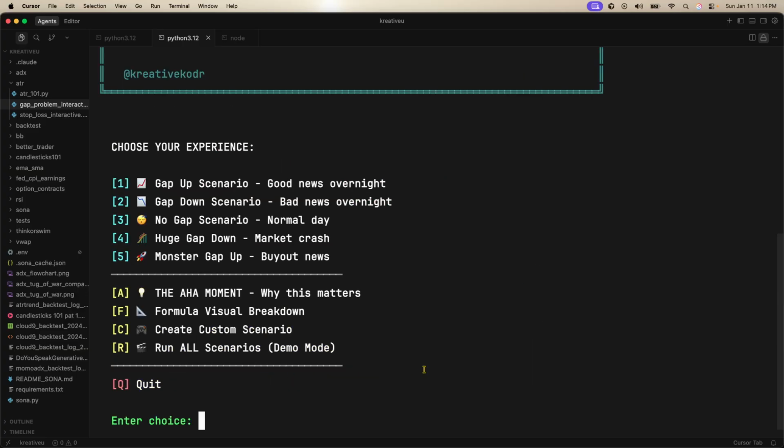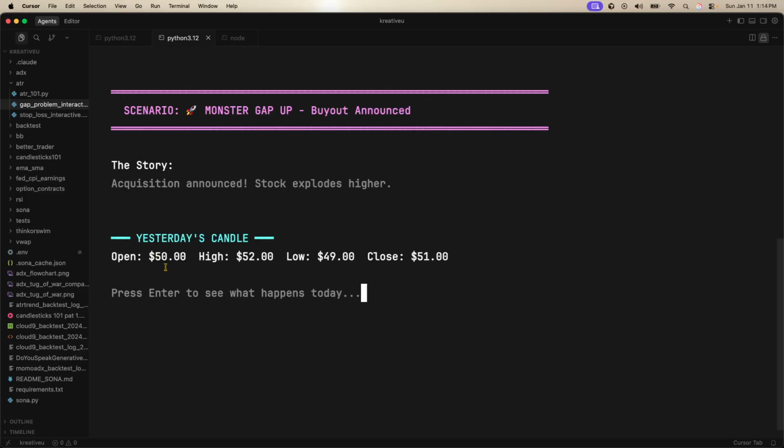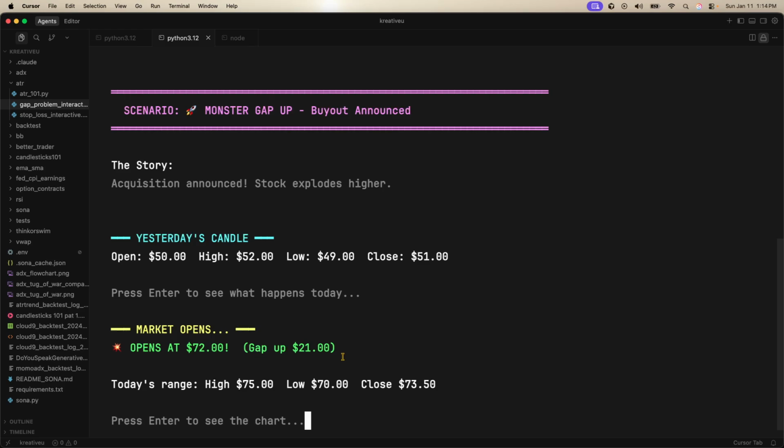All right, so let's go to the monster gap scenario. Acquisition announced, the stock explodes. Yesterday's candle: the open was 50, high was 52, low was 49, and it closed at 51. Then market open: it opened at 72, so almost a $21 gap up. Yes, those are possible. So today's range was 75, 70, and 73.